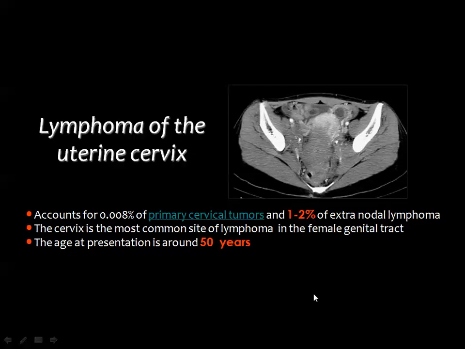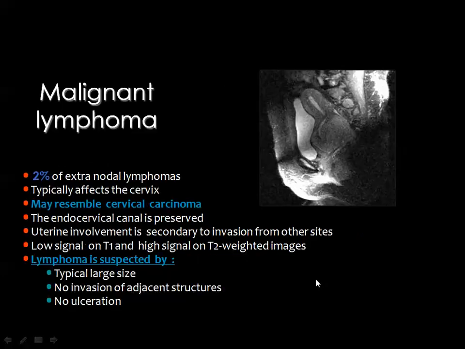And here is lymphoma of the cervix. The cervix is considered the most common site for lymphoma in the female genital tract, and the age incidence is around 50 years. How can you predict lymphoma compared to cervical carcinoma? These are some of the suggested criteria.